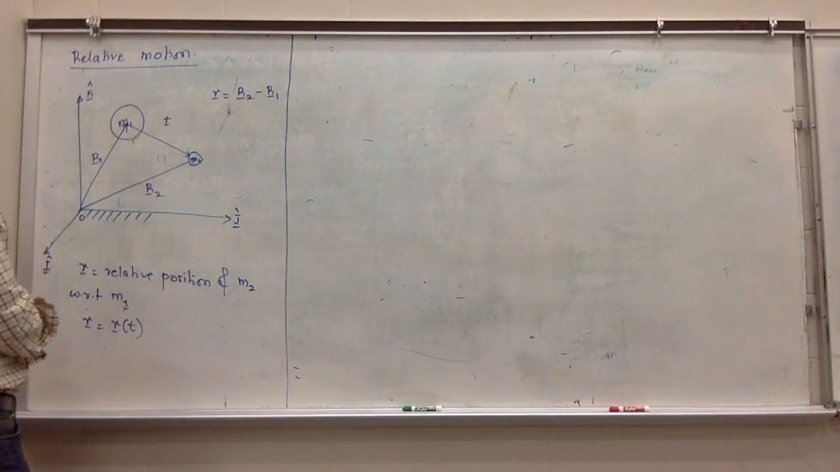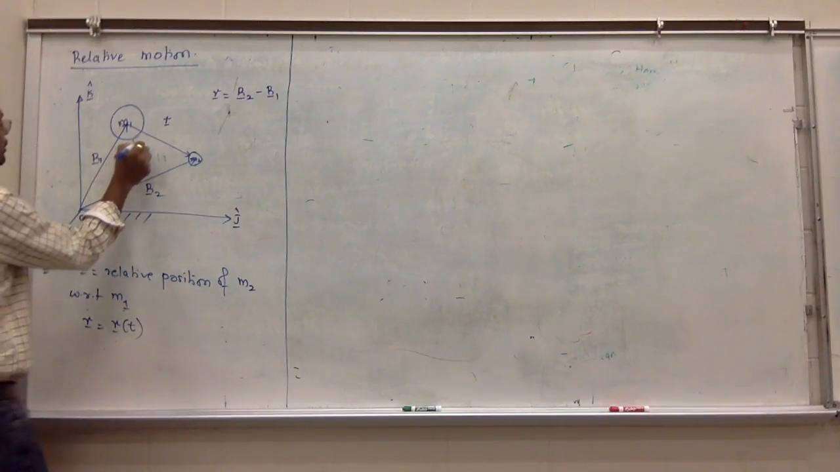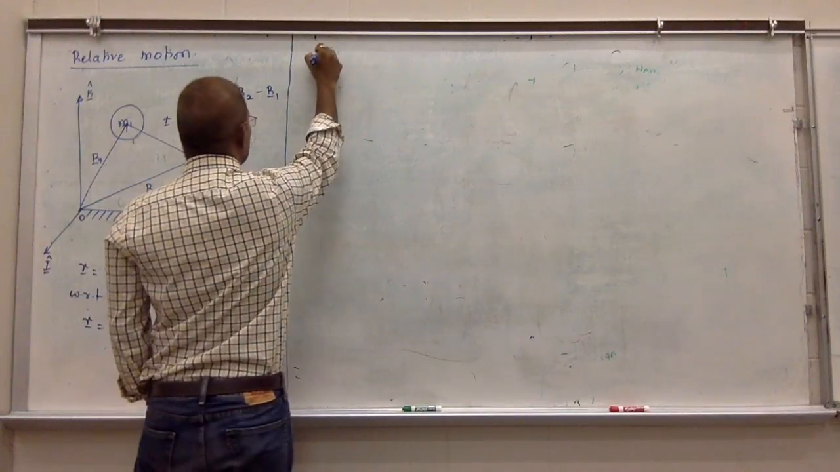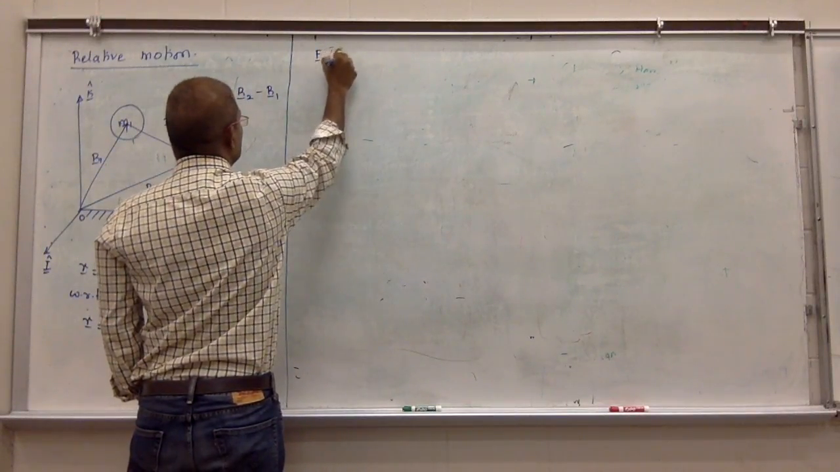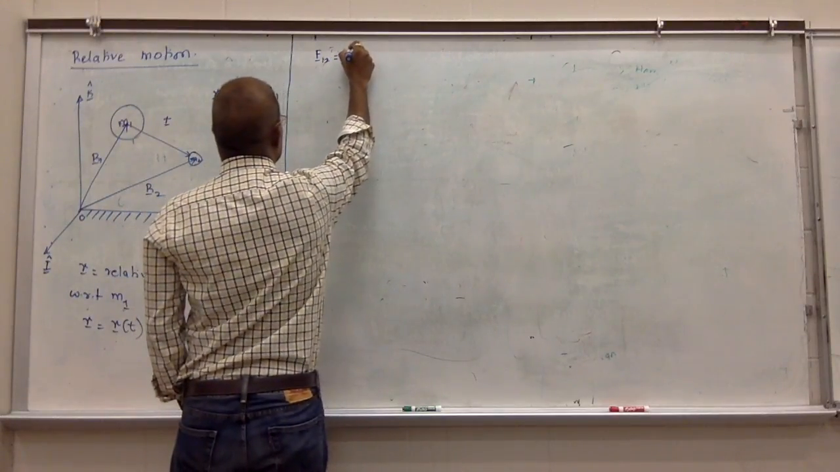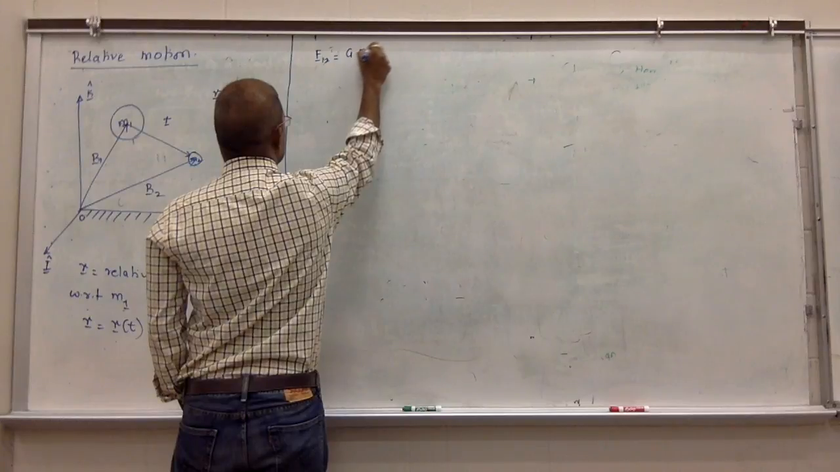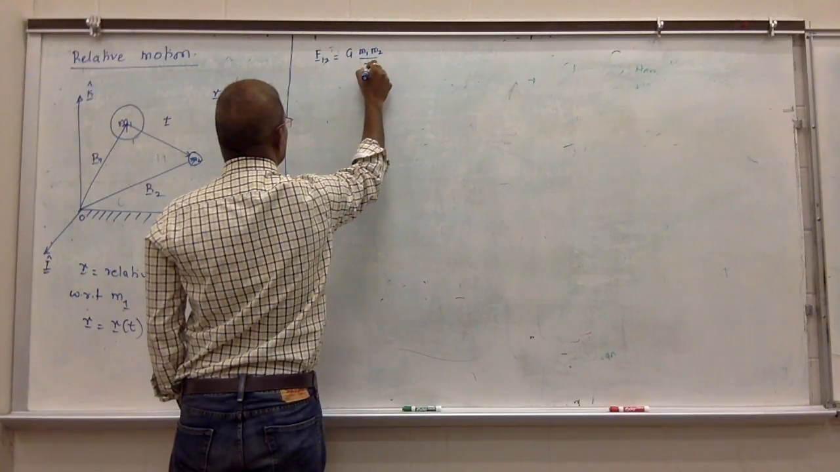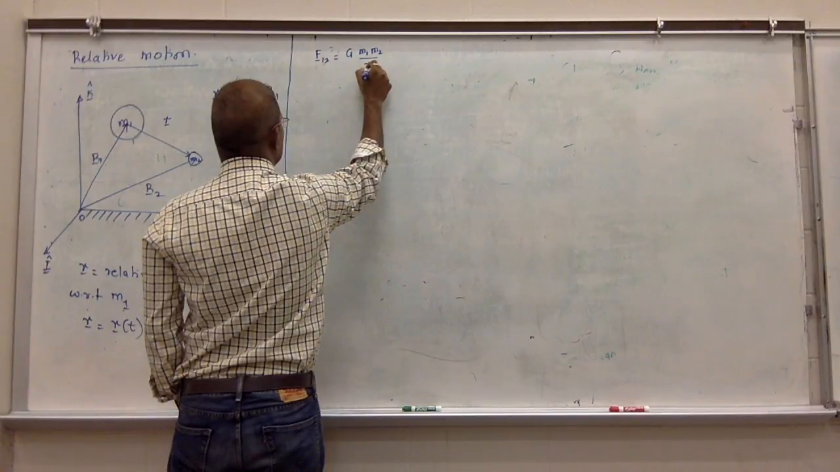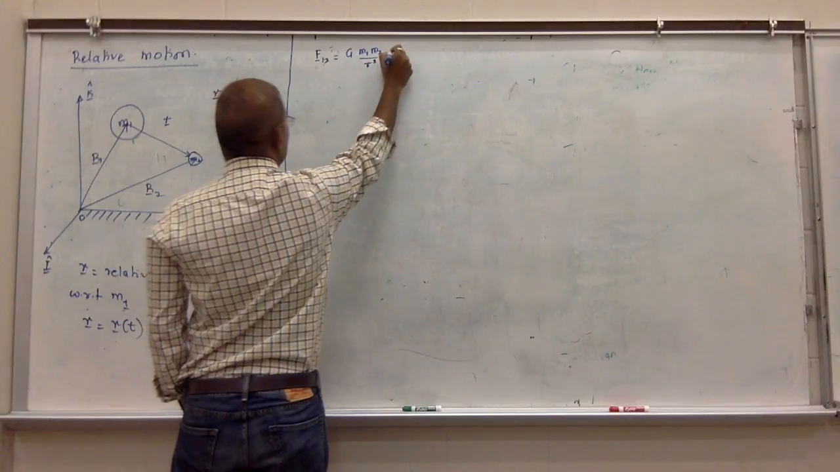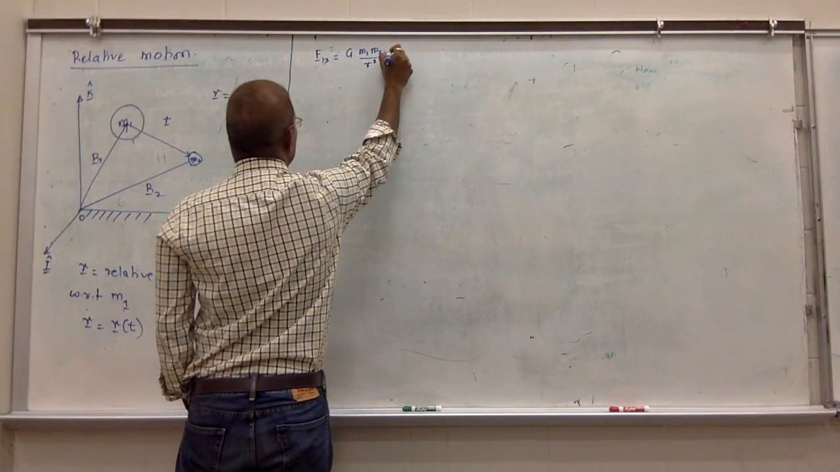Now, if you apply, just think about this for a while. If I say F12 is equal to G m1 m2 divided by R squared in the direction of.